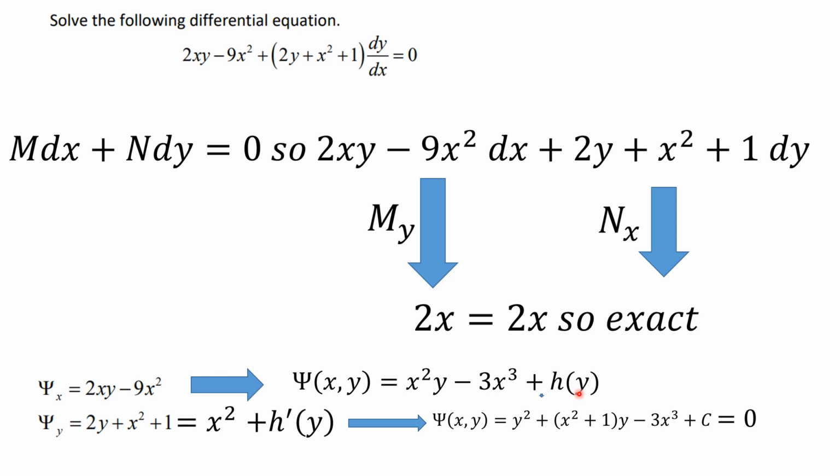But now I'm going to realize that N had to be psi with respect to y. So this is N, but when I take the derivative of this with respect to y, I get x squared plus h prime. Now the x squareds will cancel out, so h prime of y is 2y plus 1. I can integrate that. I get y squared plus y plus c. And so this is what I get for my solution. Notice that this is an implicit solution, and I do set this equal to 0.